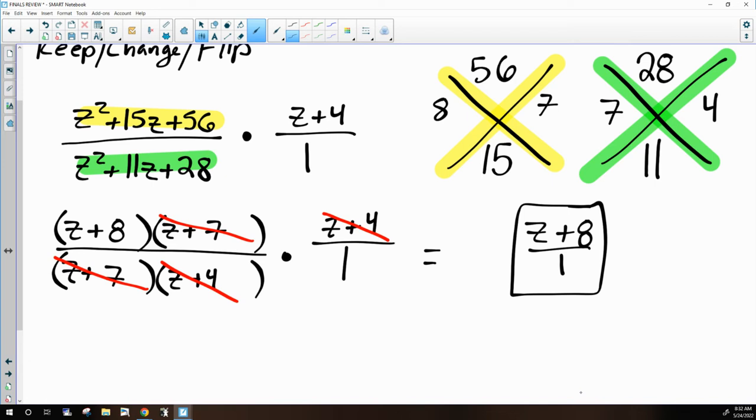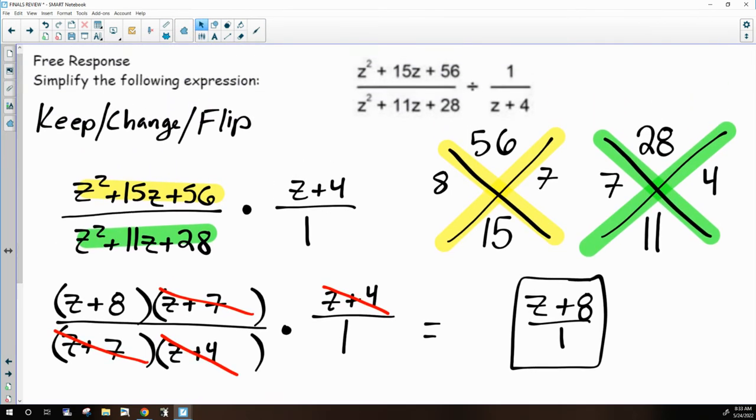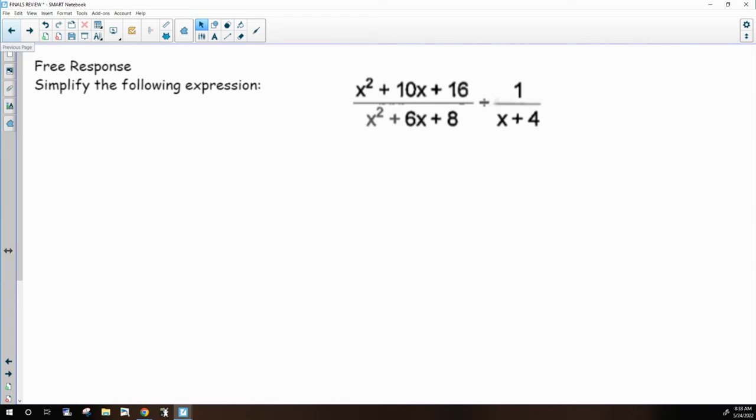Keep, change, flip. Factor everything you can factor. Rewrite your problem and cancel out your like factors. Done. Questions on number 1 before we do the second? Good? Okay, let's try again. Second one.